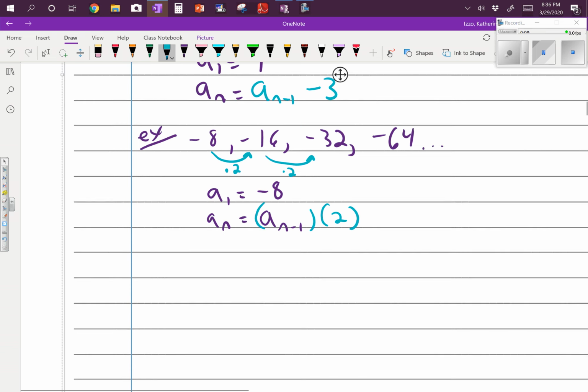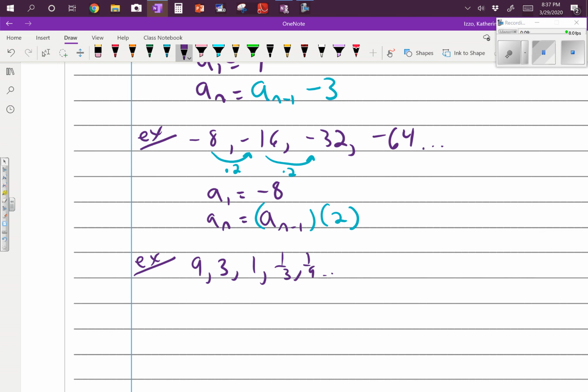Let's try one more. Let's do 9, 3, 1, a third, a ninth, dot, dot, dot. We always start with A1. Got to tell them where to start, and then how to get to the next one.